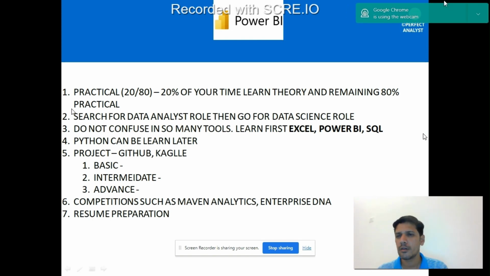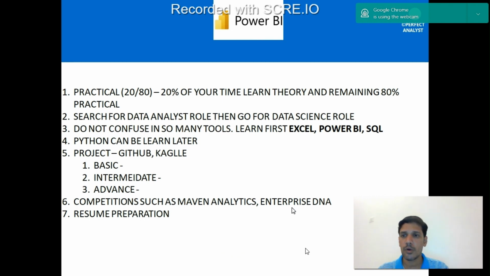I have given 7 points, and these points are very important for you who are searching for a job in data analyst or data science roles. The first point is, please focus on the practical aspect of doing any kind of data work. I will give an 80-20 rule here.